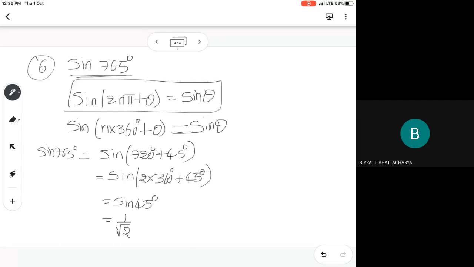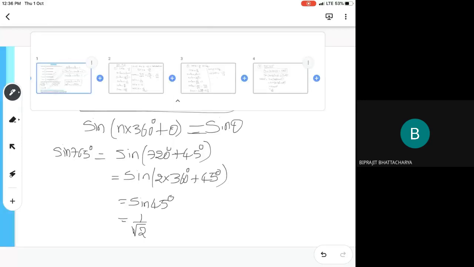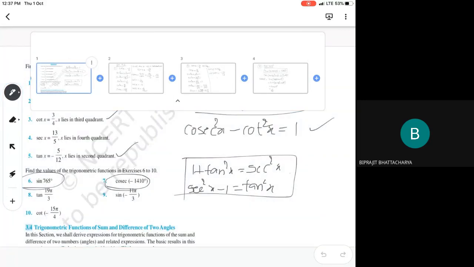Okay. See here, everyone should learn all the trigonometric values, the minimum values, in the 10th class. What you learned, that is essential to you. Okay. So the next, seventh question is given to you. Cosec minus 1410 degrees.